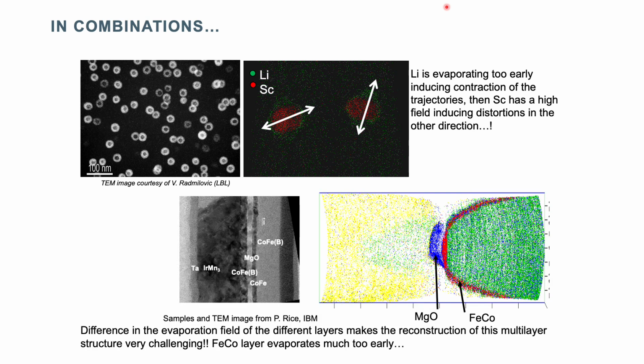And when you start looking at multi-layers, things can go really bad because the different layers will start to field evaporate at different times. And you can see here, for example, the iron cobalt layer will come much earlier than the MgO layer, so you'll have changes in the specimen shape, and they are going to result in fairly complex patterns in the sequence in which ions are detected. There are many efforts happening at the moment to try and make this a bit better, and we can discuss this in a separate presentation later on.